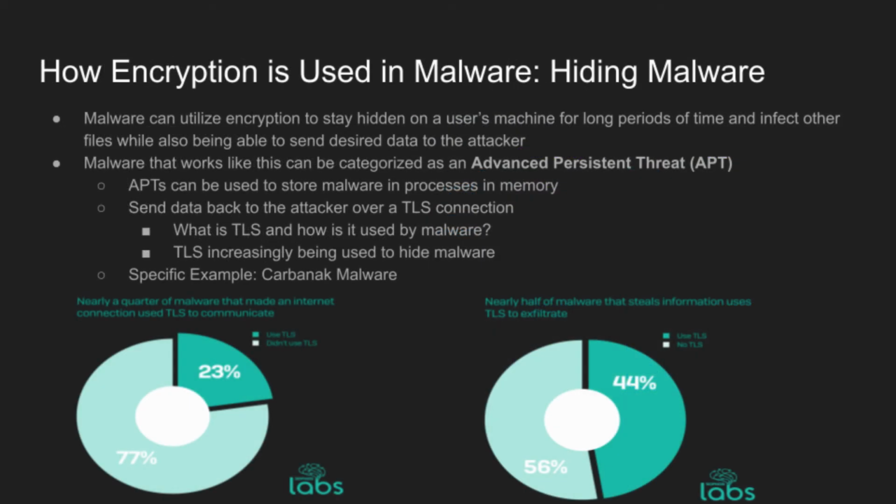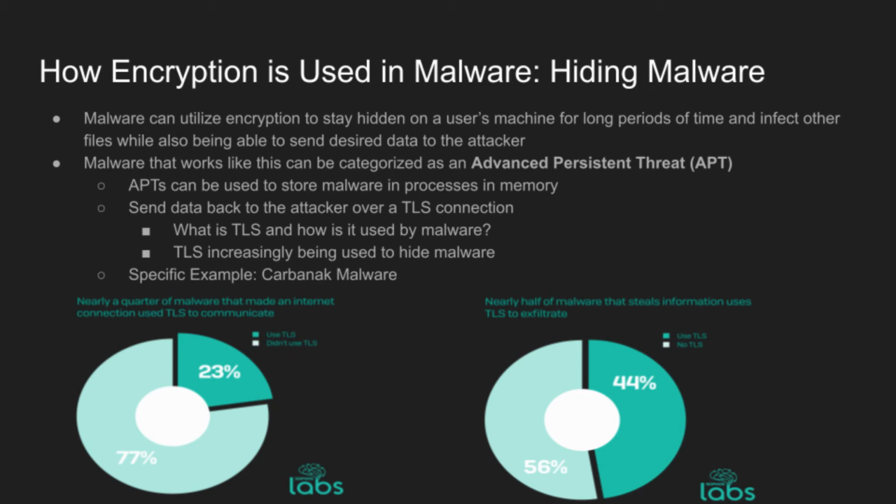Malware can utilize encryption to stay hidden on a user's machine for long periods of time, where it can sneakily infect files while also being able to send wanted data back to an attacker. Malware that works like this can be categorized as an advanced persistent threat, or APT for short.